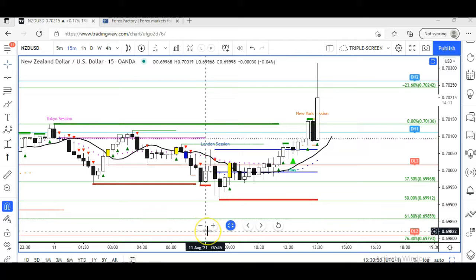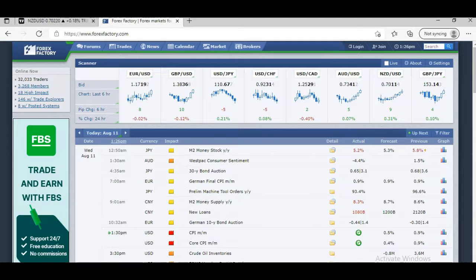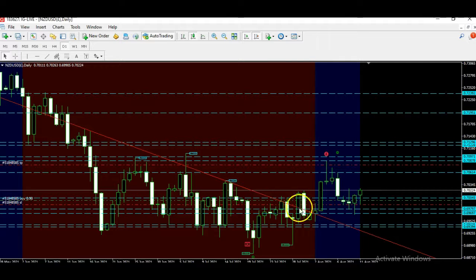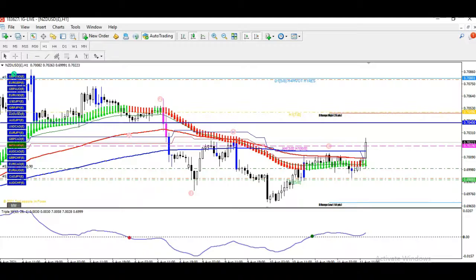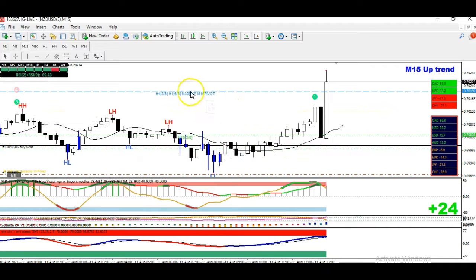Okay, so New York session has opened. We had news on the dollar which helped this position that we currently have. It's bad news for the dollar, and the result is seen on the chart. Okay, we are coming above the 1 hour 618, which is good. On the 15 minutes, we are coming above the pivot, which is good.